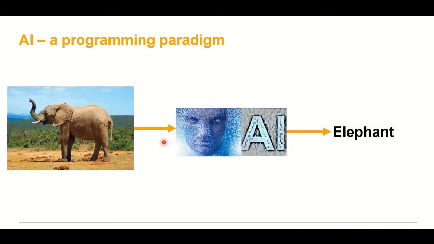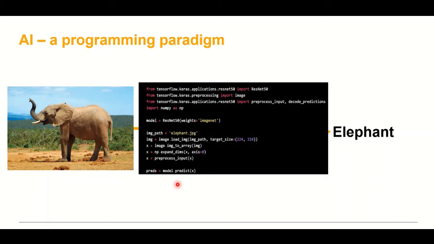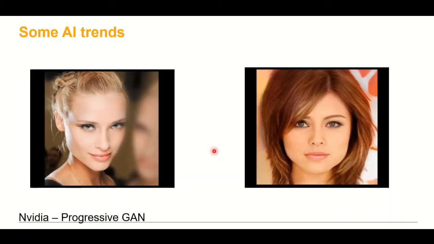And just to give an example, this is an AI algorithm which recognizes an elephant. This is really a complex task, and this can be done with just 10 to 12 lines of code. That's all it is. So you can also do that, just a different way of programming as you can see on the screen.